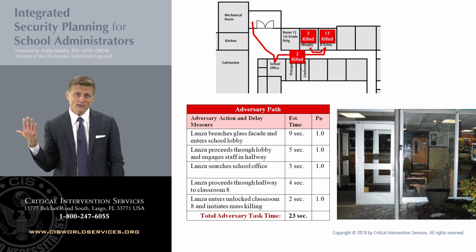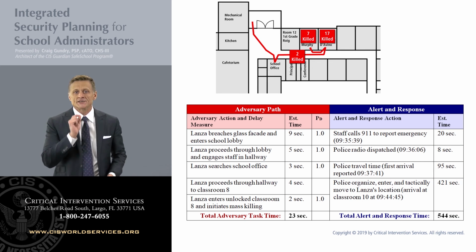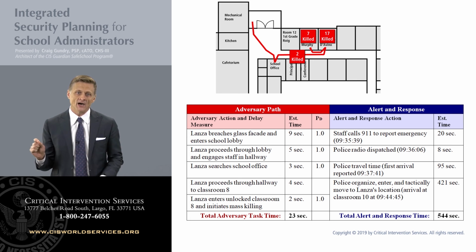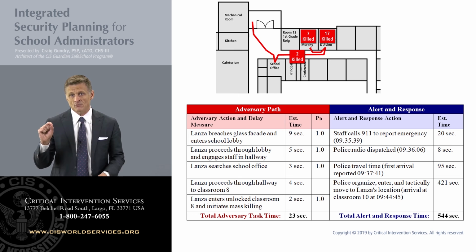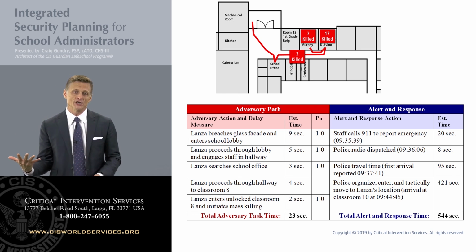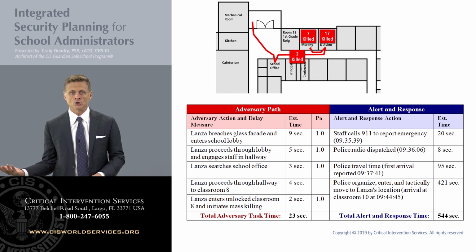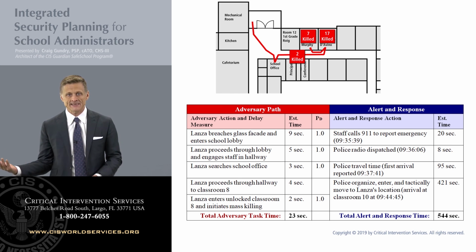Now, modeling out the response activity. When staff called 911 and reported the emergency, it was 09:35:39, at least according to the report generated by the Connecticut State Attorney's Office. It took approximately 20 seconds to issue that report. Then at that point, the dispatcher dispatched local units at 09:36. That took approximately 8 seconds.